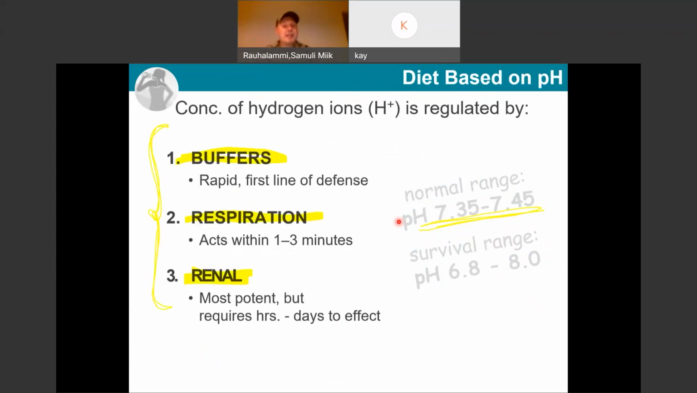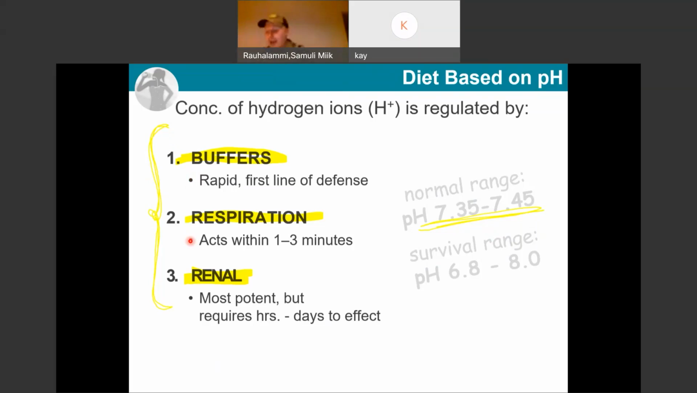So the first mechanism that we're going to have a look at is buffers. Buffers are just chemicals that bind with acidic or basic substances, bringing their pH close to 7, that neutral value. These act very fast and are a very quick response to pH changes, so we often consider them our first line of defense against the pH changes.